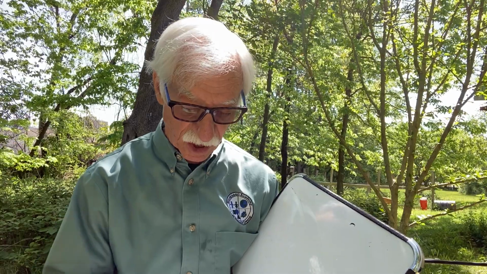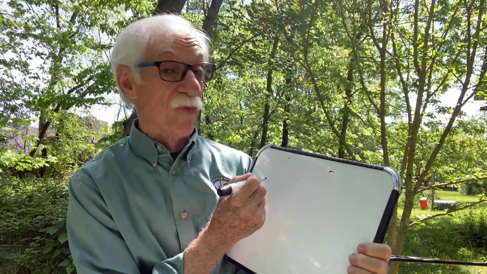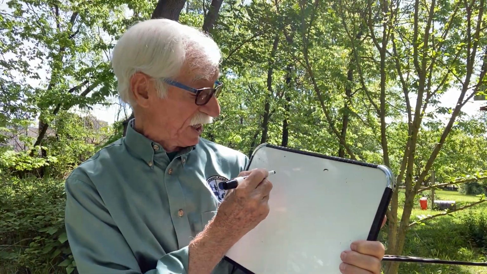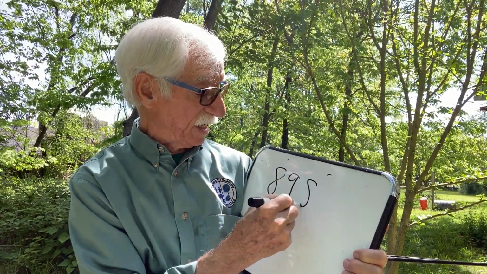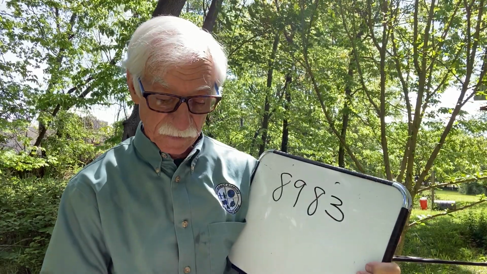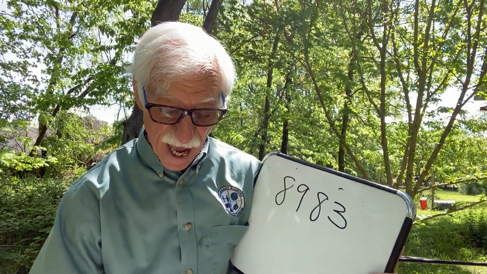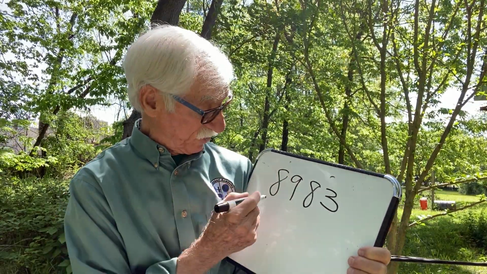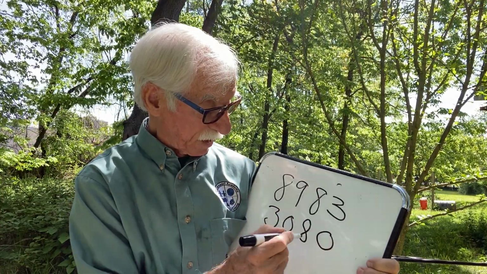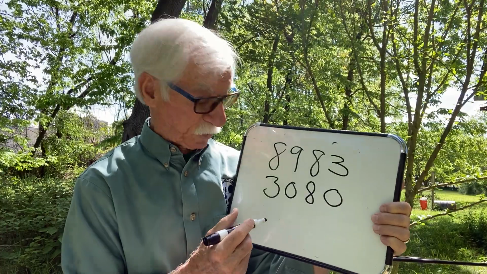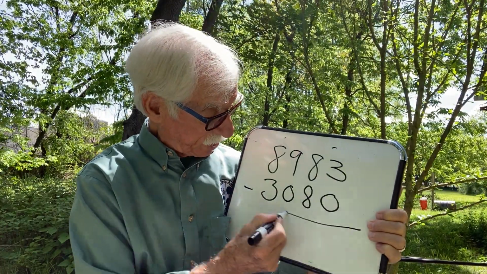Come back to see Mr. T, and I'm going to put down the minuend, the big number, which is Yellowstone, and it's 8,983 kilometers. And I need to know the difference between that and Yosemite, which is much smaller. It's only 3,080 kilometers. I need to know the difference between the two numbers. That means it's a subtraction.